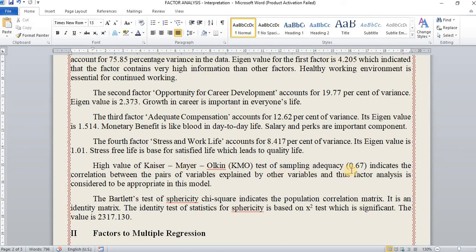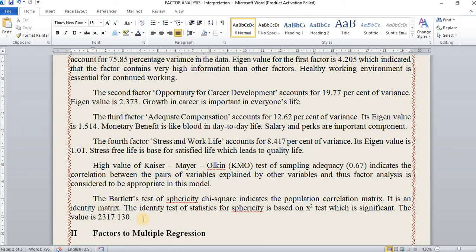The high value of the Kaiser-Meyer-Olkin test of sampling adequacy, 0.67, indicates that the correlation between pairs of variables is explained by other variables, and thus factor analysis is considered to be appropriate in this model. Bartlett's test of sphericity chi-square tests whether the population correlation matrix is an identity matrix. The test statistic for sphericity is based on the chi-square test, which is significant. The value is 2317.13.